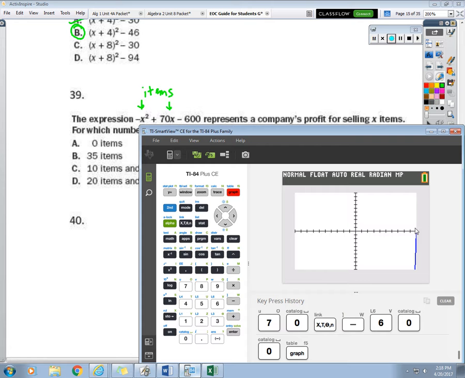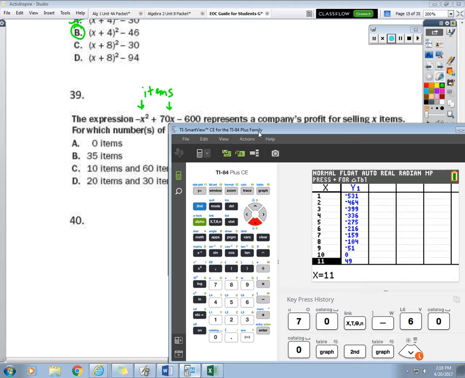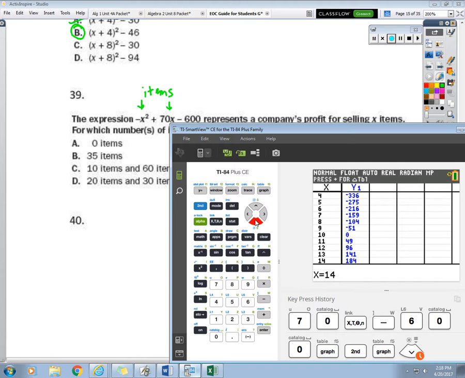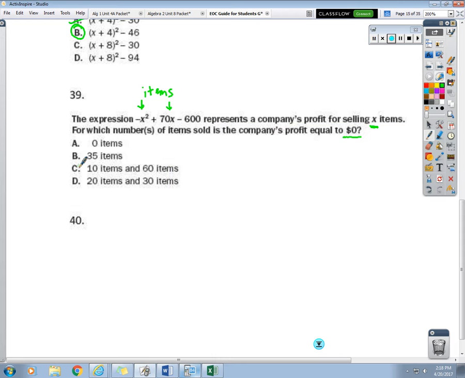Barely over here at what number? 10. Okay, and look, if you go to your table and you go to 10, look what I see at 10. 0. But then it also says 60. If you continue down the table all the way to 60, you will see 0 again. So it's 10 and 60.